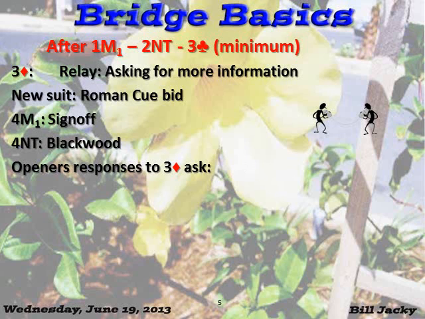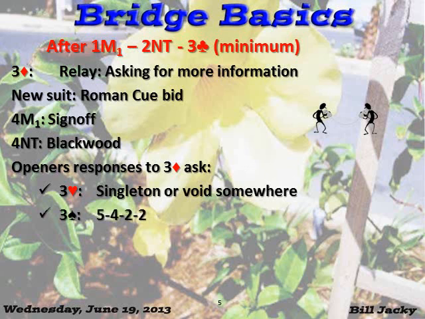Now, if you bid three no trump as responder, opener's third bid is as follows. It's a step response. Three hearts shows a singleton or a void somewhere. Remember, you may or may not have a distribution. You have a singleton or a void. Three spades says you're 5-4-2-2.